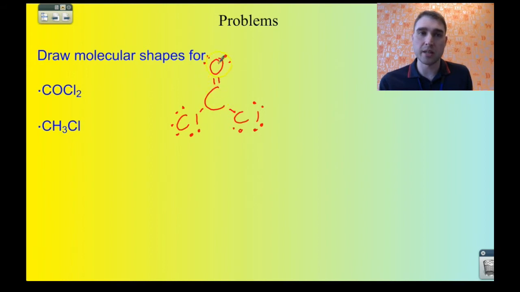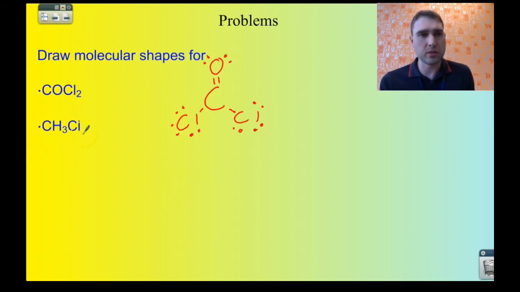So we have a double bond here, a single bond and a single bond. They're each repelling each other equally, so we get this triangular shape. Because there's no non-bonding pairs of electrons around the carbon, this would be flat. So the shape we call that is trigonal planar. So it's triangular in shape, that's the trigonal, and it's planar, it's flat. We'll do the next one here.